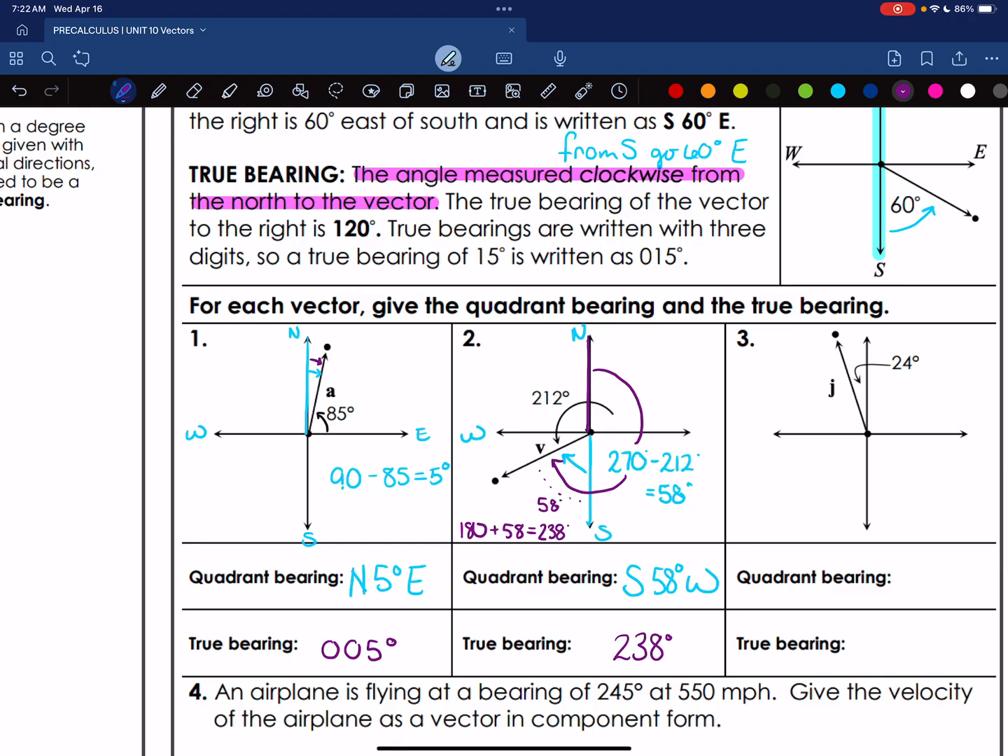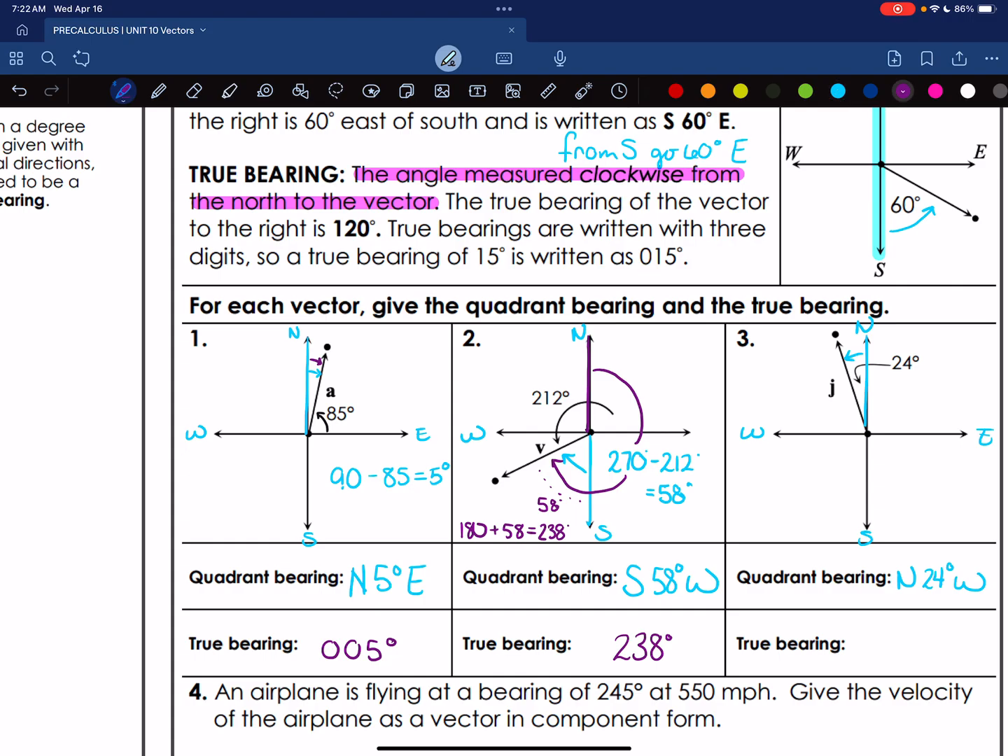Do you guys want to go ahead and try that? What would be the correct way to give our quadrant bearing for this angle? So we'd be measuring from north, this acute angle, and that angle is actually already given to us. We know that amount is 24 degrees. So from north, this is north, we're going to move to the west 24 degrees.